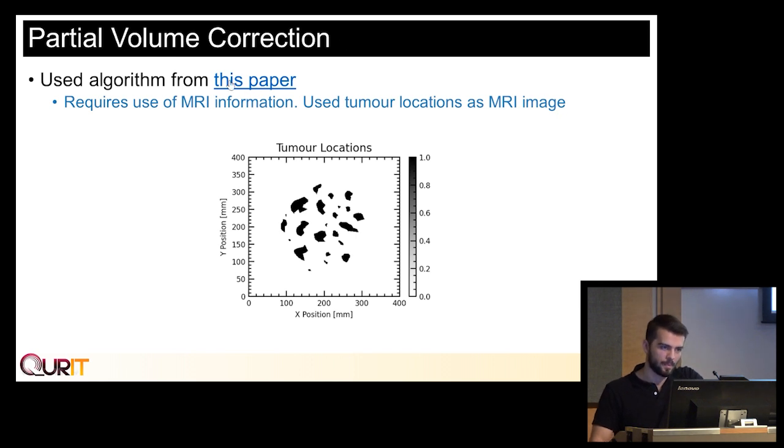I used an algorithm from a paper here. There's a link. I'll upload the slides. It requires the use of MRI information. So what I did is I used the tumor locations here as the MRI image. It's either 1 or 0, so it's a way of representing the tumors here, the tumors not here.